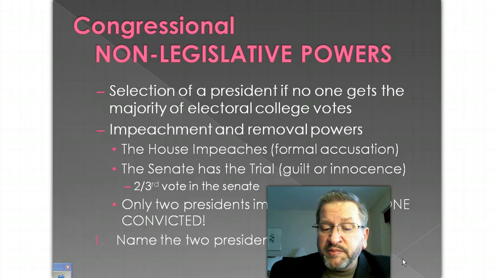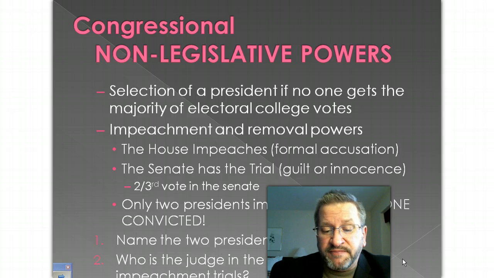Only 2 presidents have been impeached. That would be Bill Clinton and Andrew Johnson. But they never lost their job. And this is a test question. The Chief Justice of the Supreme Court is the judge in the Senate during the impeachment, during the trial for conviction.